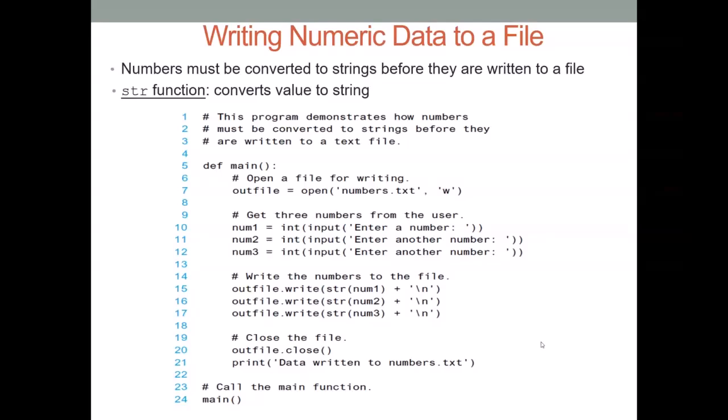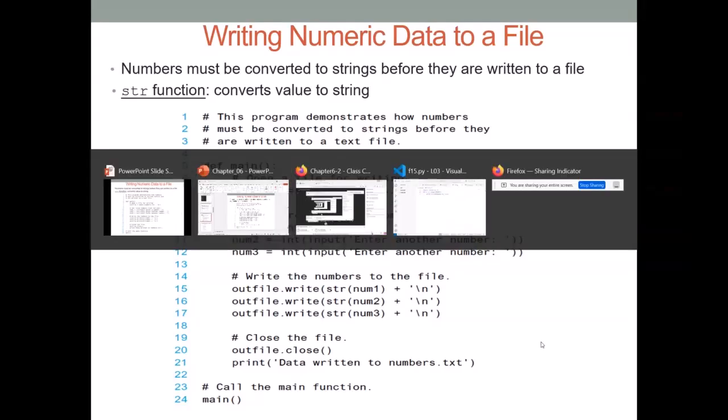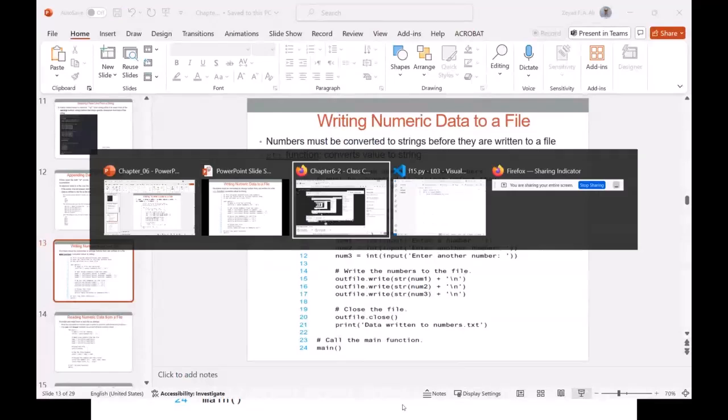So you need to convert it either to integer or what? Float. Does that make sense? Did you get it? Before you write, you convert. After you read, you convert back. Did you get this? So if you get this, let's see this example then.